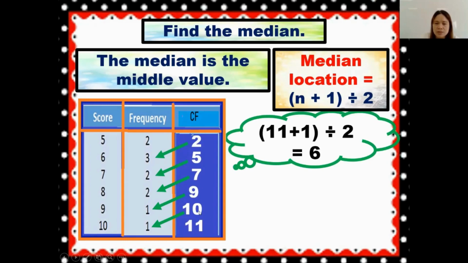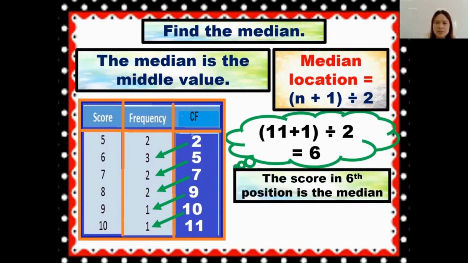In this case, the total frequency is 11, or you can add these numbers here in the frequency column, you will get 11. Adding 1, that is 12. And of course, dividing 12 by 2 will give you 6. So 6 is not the median. 6 is the median location. That means we need to find the score in 6th position in the cumulative frequency column. So it is the median, 6th position.